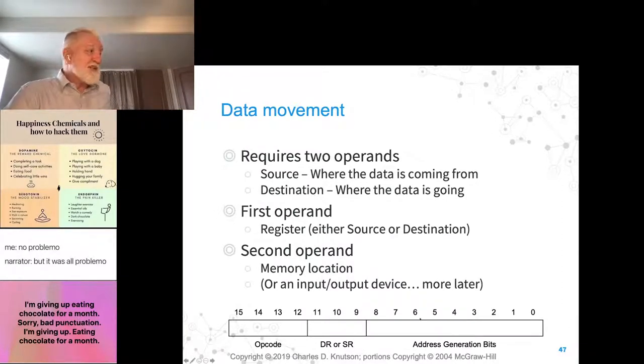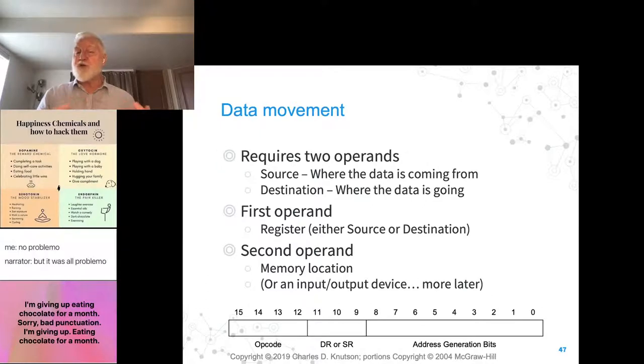When we do data movement instructions, there are always two operands. Don't worry about remembering how many operands, I'm just saying there are two. There's always a register, because all the data movements are either going from a register to memory or coming from out there into a register. So if it's a load instruction where it's coming to me, then it's a destination register. If it's a store instruction, it's coming from a register out to memory.